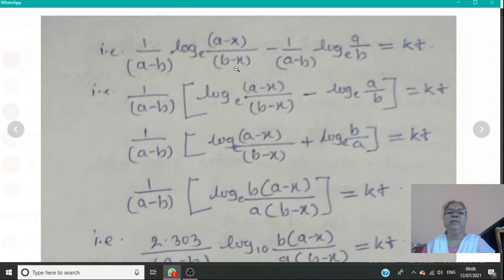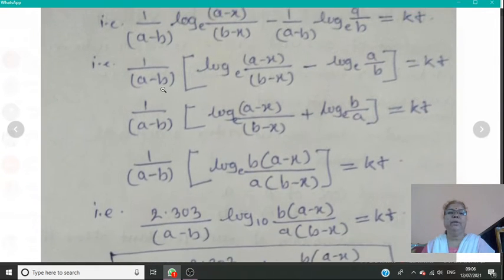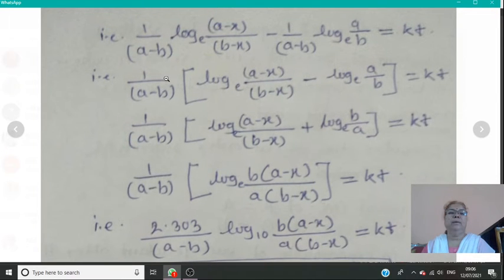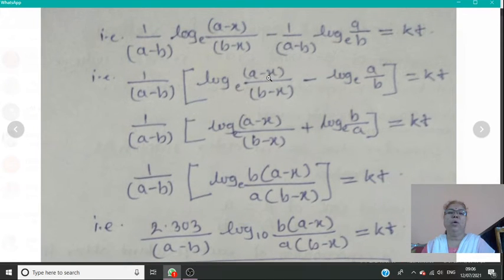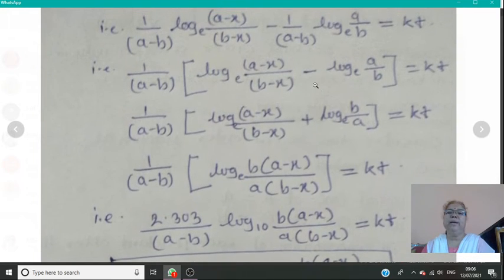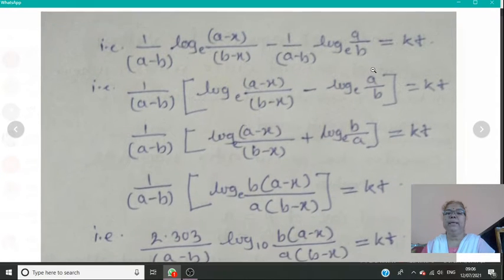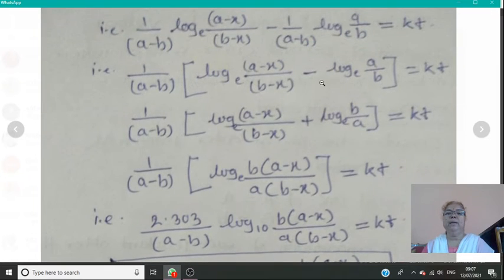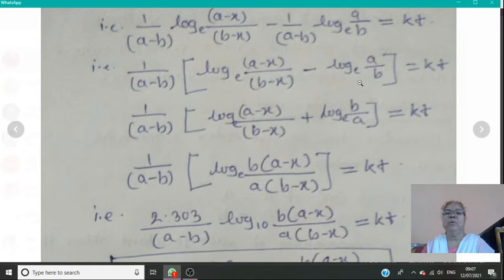And in this equation we have 1 upon (a minus b) common. So we take this common and the equation becomes 1 upon (a minus b) into [log of (a minus x) upon (b minus x) minus this log to the base e of a by b] equal to kt. Again, this is with negative sign, log of a by b.